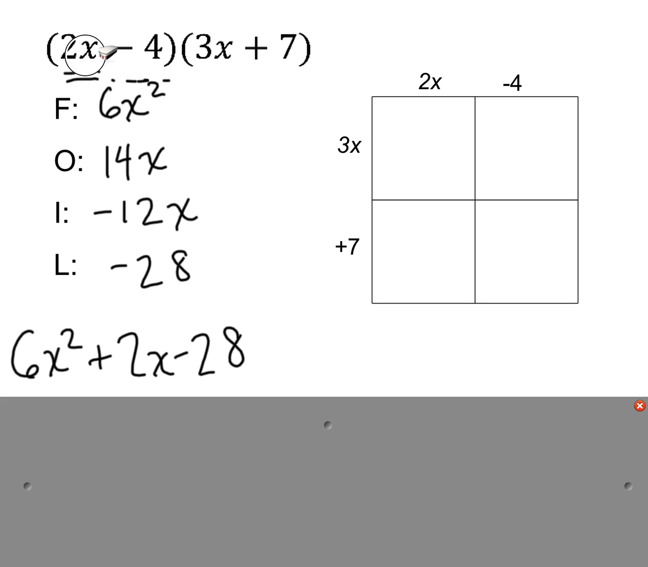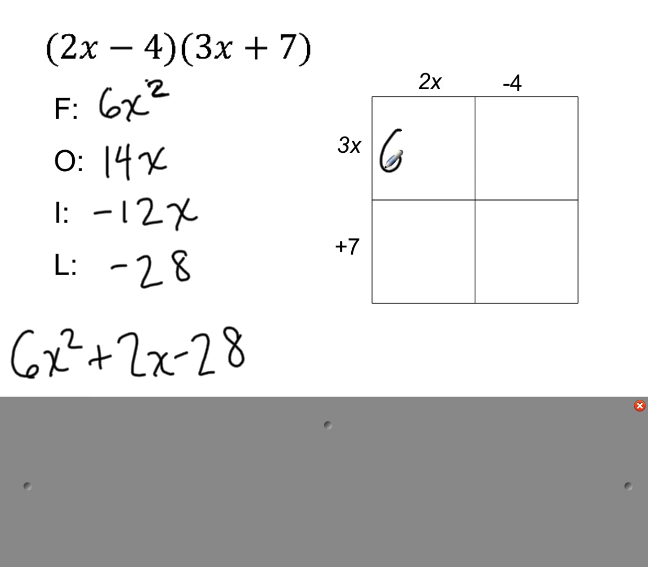Okay, just to erase this so you can see it, now we're going to do this using the box method. I take 2x minus 4 and I line it up along the top, maybe 2x minus 4. I could switch them as I said before. 3x plus 7 along the side. Now I multiply to find the area of each box.